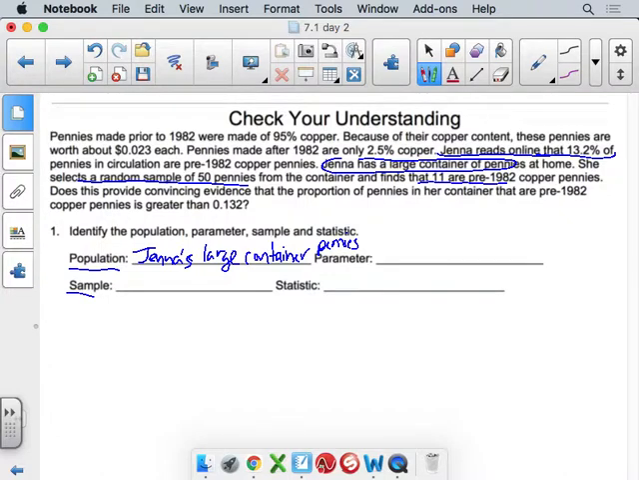So that's our population. That was what we sampled from. Our sample was 50 of those, so we found 50 pennies from the jar.